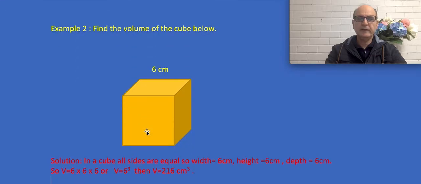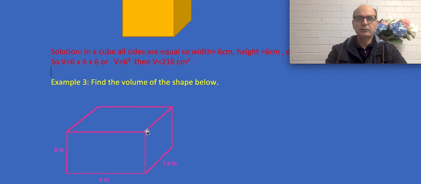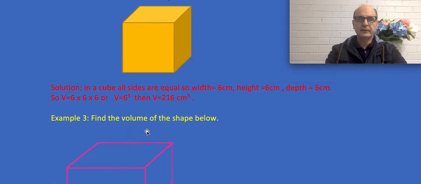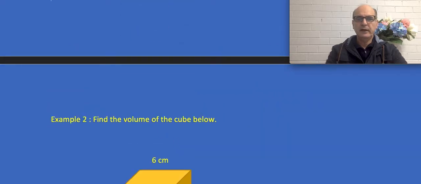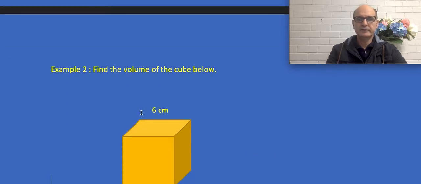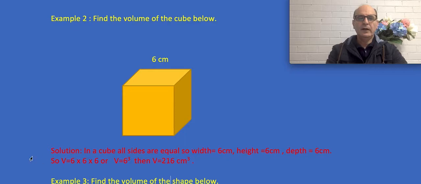Example 2. Here I have a cube, and in a cube all sides are the same. So they have given me one side only, and that's enough for me because all sides are the same. If the width is 6, then the depth also is 6, and the height also is 6. All I need to do is times all three together. 6 times 6 times 6, or 6 cubed, gives me 216 cubic centimeters. And cubic centimeter can also be written as centimeter to the power of 3.